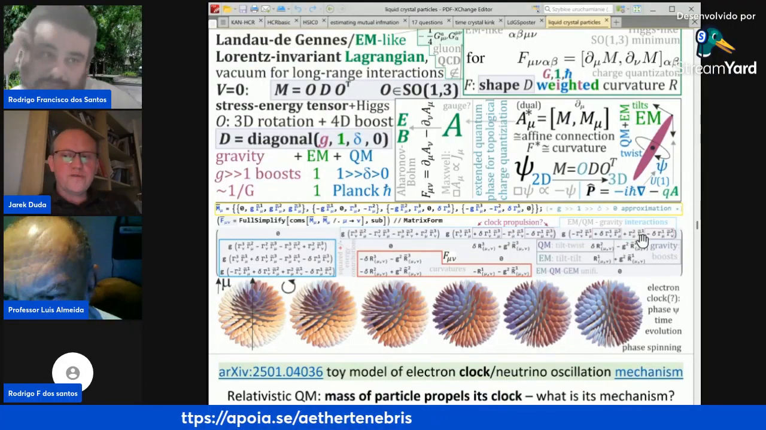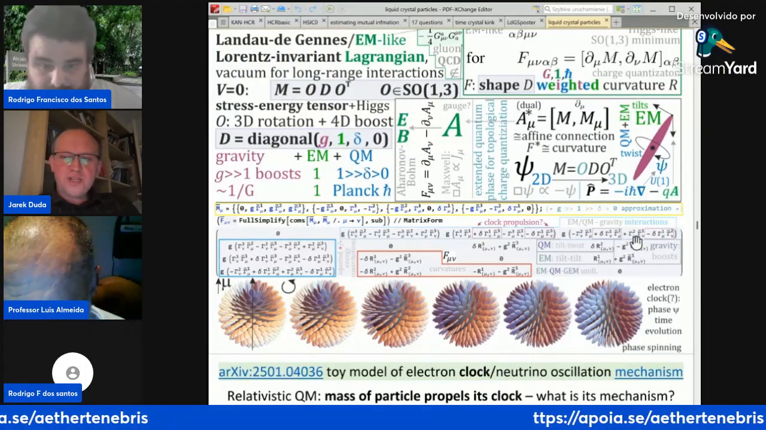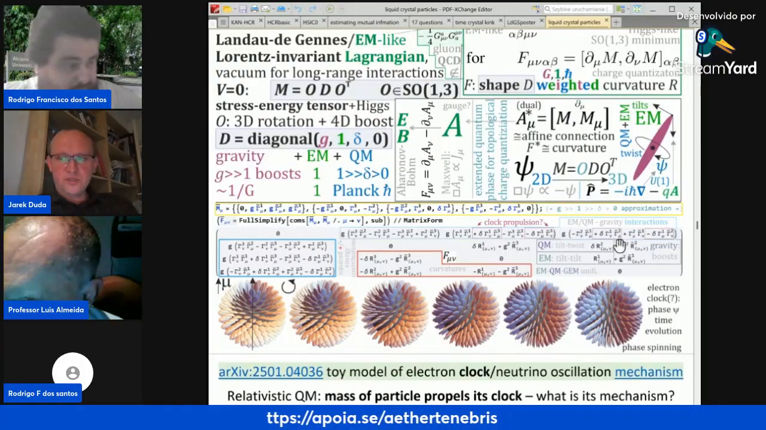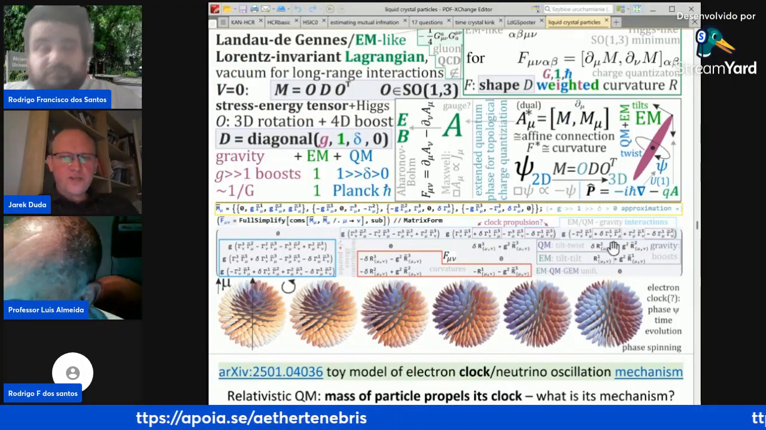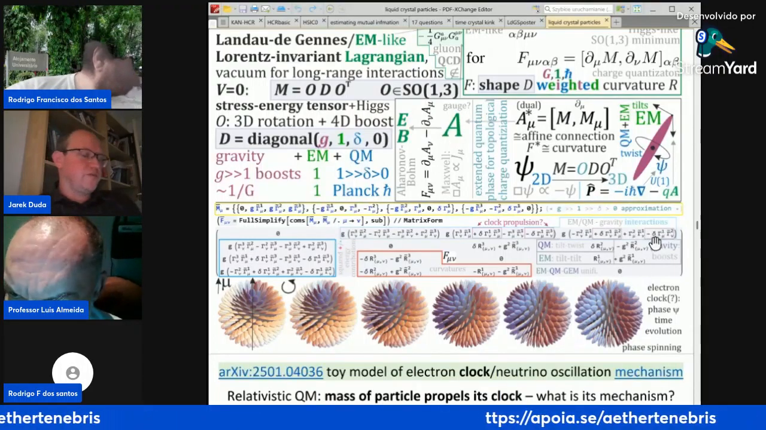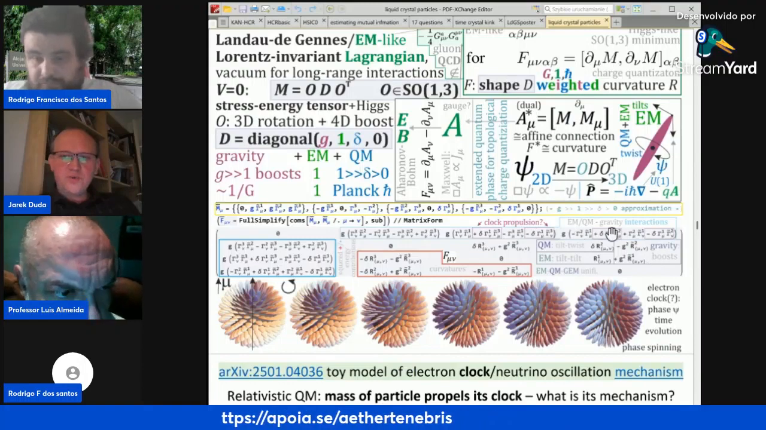But also from boosts we have another curvature. So R tilde means that it's not for spatial rotations, but for boosts. So from the curvature of boosts, we also get this kind of term. So we get a second set of Maxwell equations for gravity. Yeah, so they nicely unify.